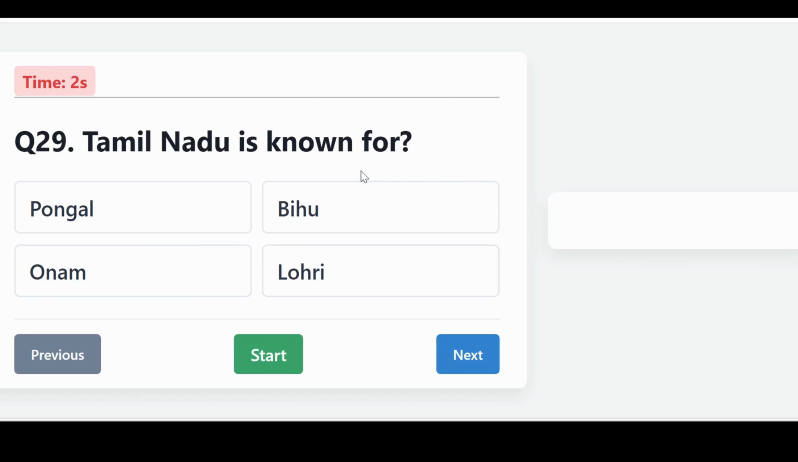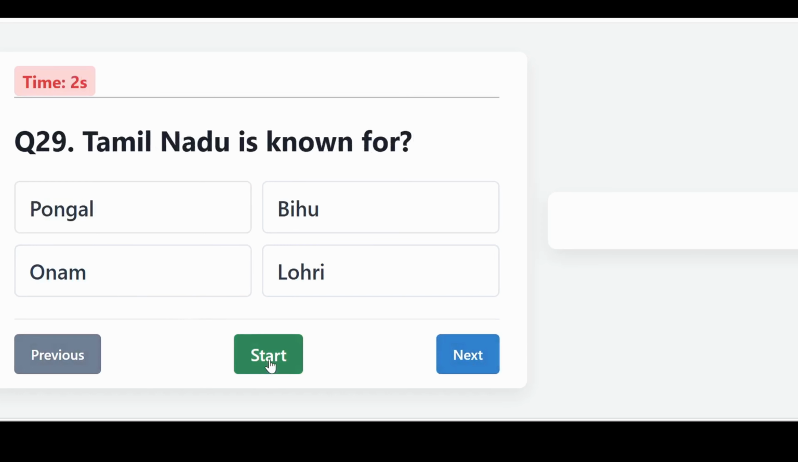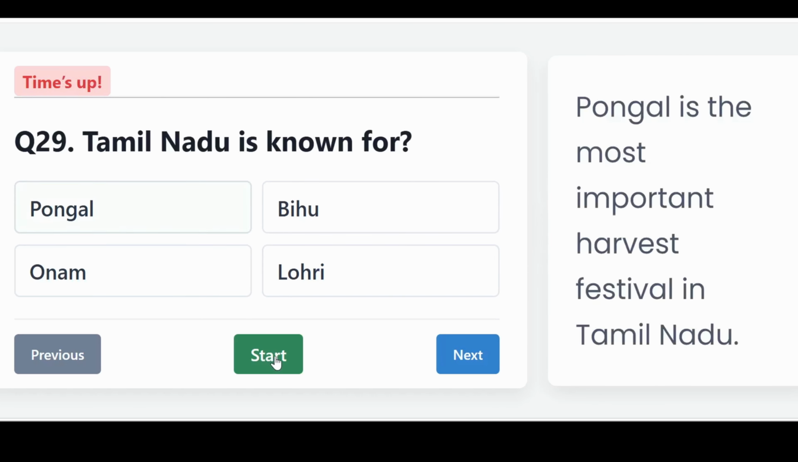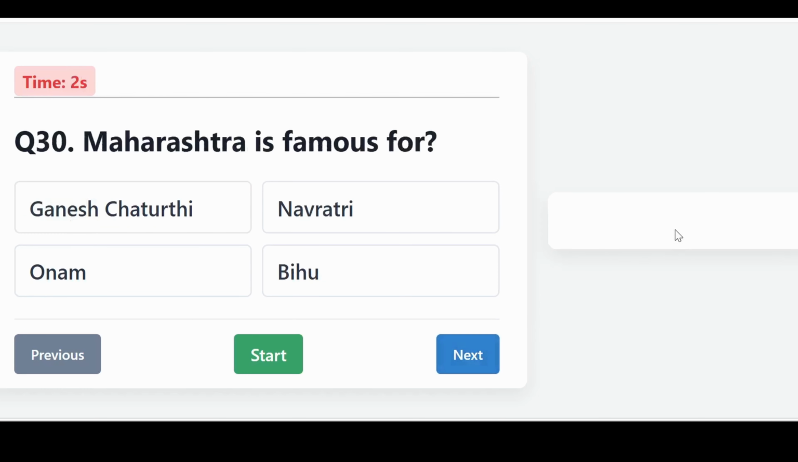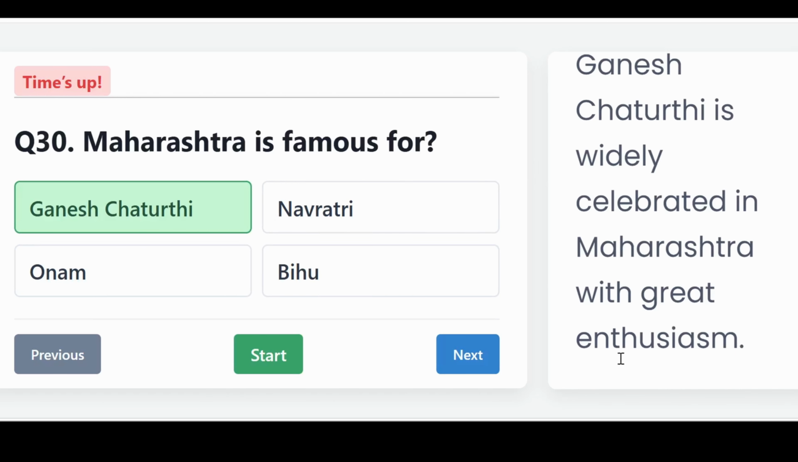Tamil Nadu is known for, is it Pongal, Bihu, Onam, or Lohri? The correct answer, Pongal. Pongal is the most important harvest festival in Tamil Nadu. Maharashtra is famous for, is it Ganesh Chaturthi, Navratri, Onam, or Bihu? The correct answer, Ganesh Chaturthi. Ganesh Chaturthi is widely celebrated in Maharashtra with great enthusiasm.